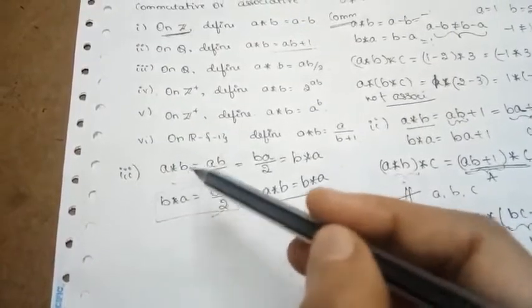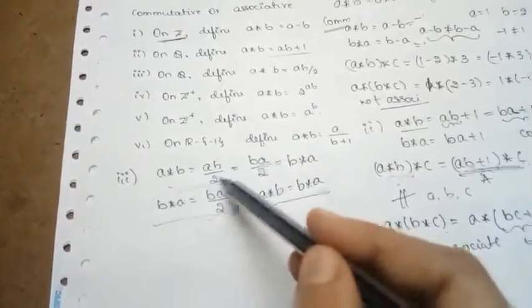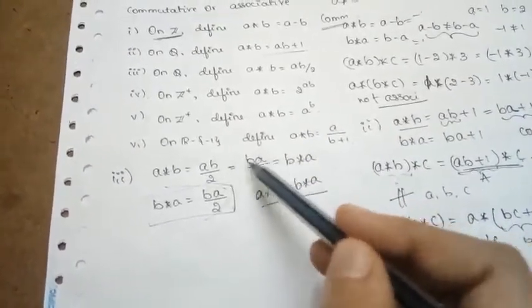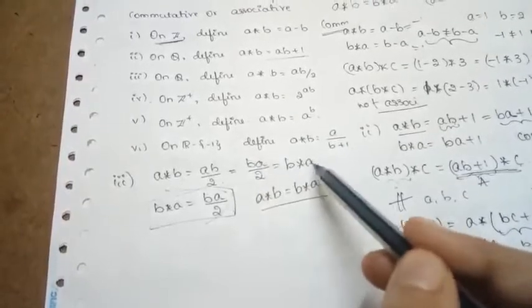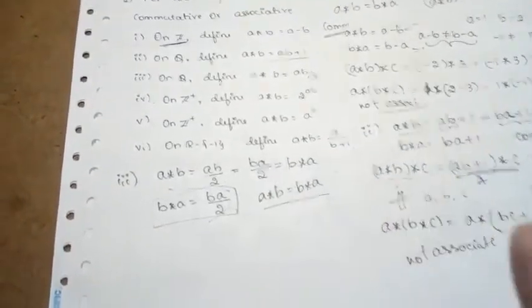If that comes into your mind, then no need of writing this one before itself. You can go by looking here itself. A star B is equal to AB by 2. This is always equal to BA by 2, and this is nothing but B star A. Suppose if I write B star A, we are going to get this itself. So that is nothing but B star A.